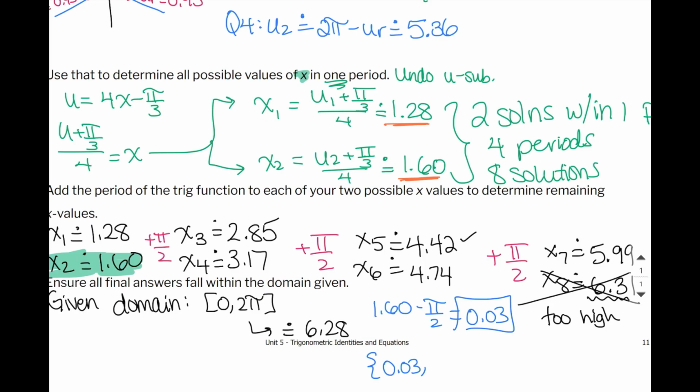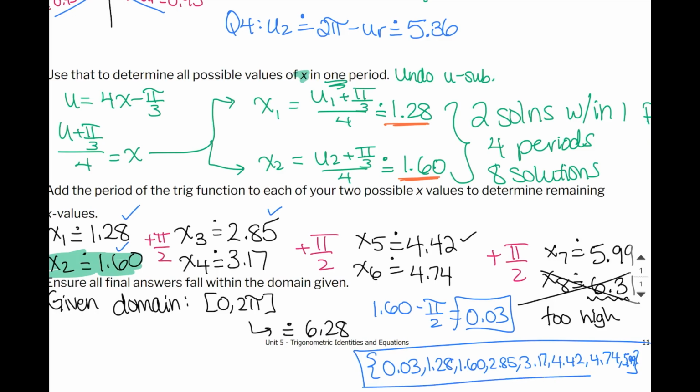And now I'm just going to go in order. So x1 is 1.28. x2 is 1.60. I better write small. x3 is 2.85, 3.17, 4.42, 4.74, 5.99, and then we've got 3, 4, 5, 6, 7, 8 solutions. So this right here is our final answer.